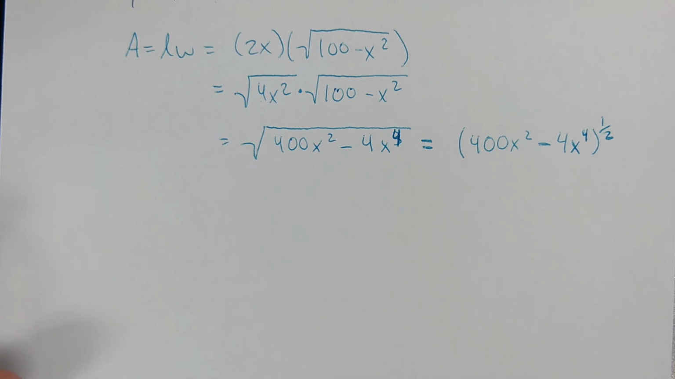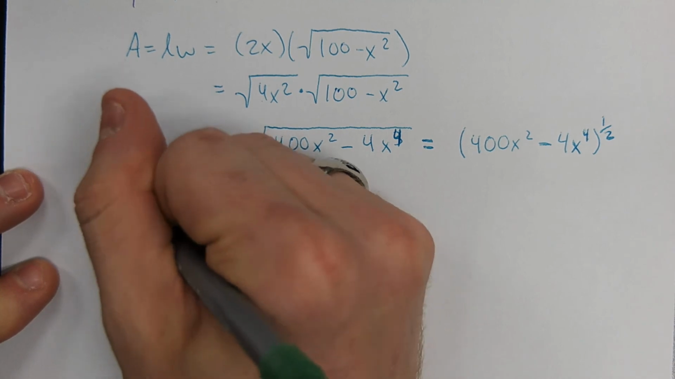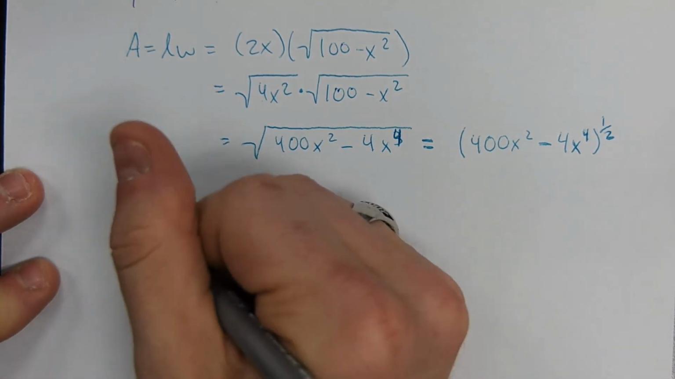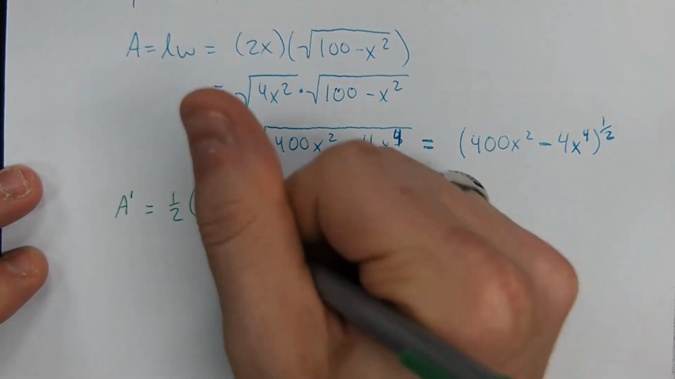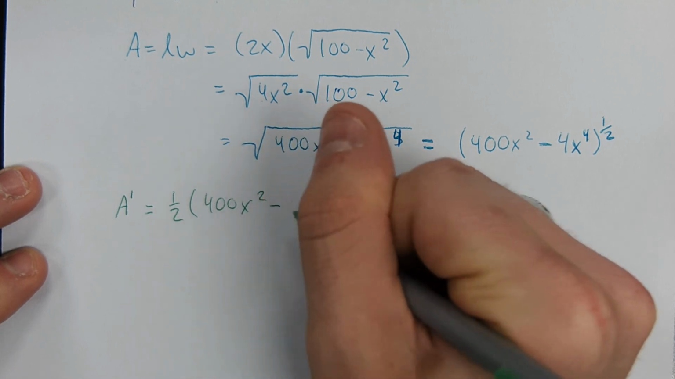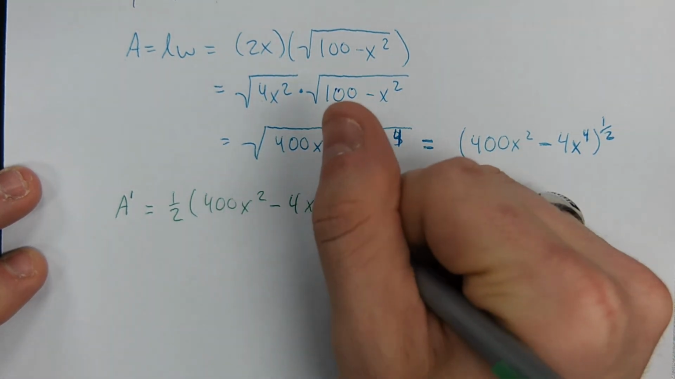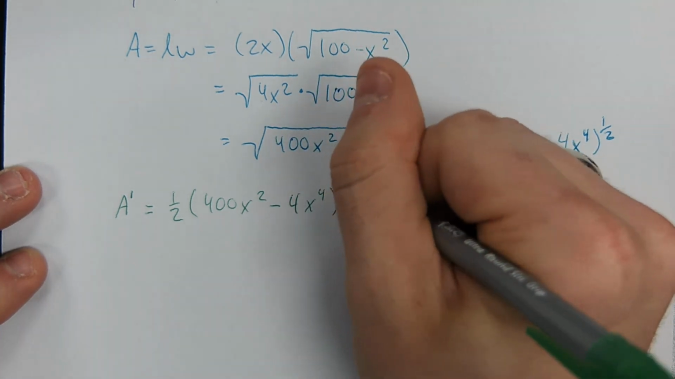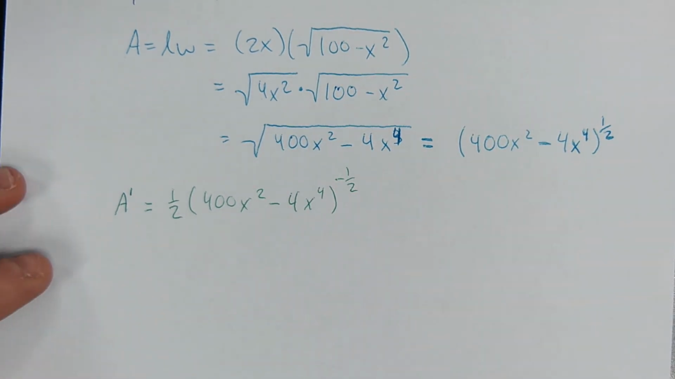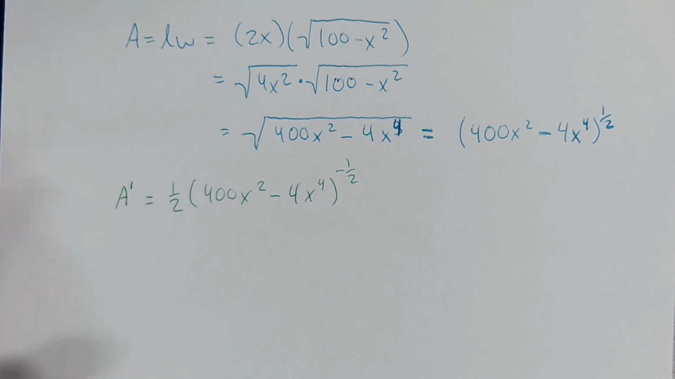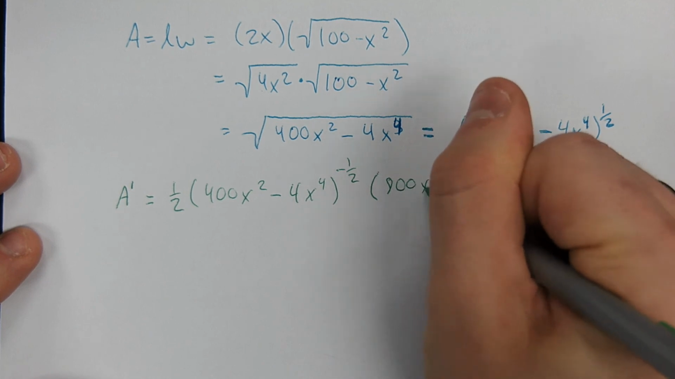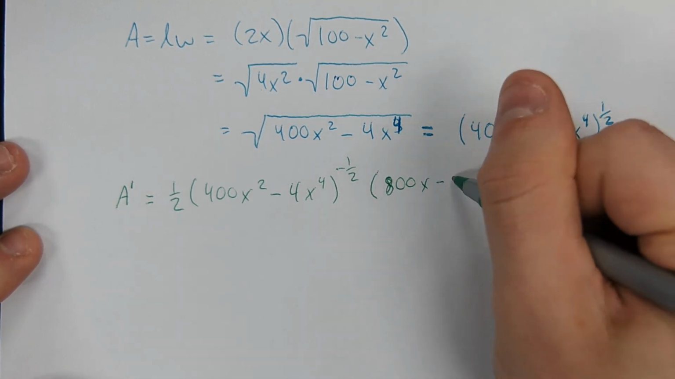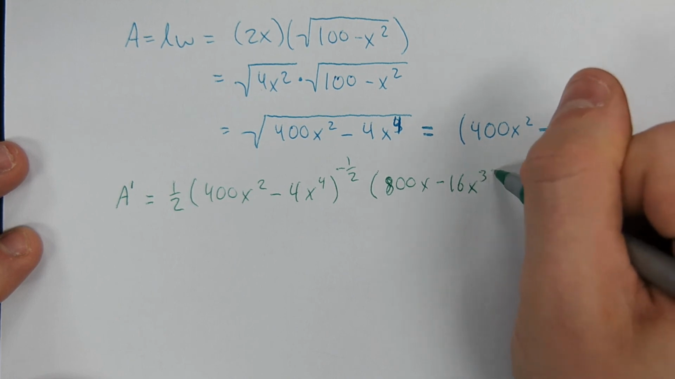Let's find the derivative. If you had 4 cents. 4 of your hard-earned cents. Yeah, 4 of my hard-earned cents. Let's bring that 1/2 down to the front. Don't touch the argument. Subtract. Now times the derivative of the inside. You okay? You gonna make it over there? Times the derivative of the inside. That's gonna be 800x minus 16x to the third.